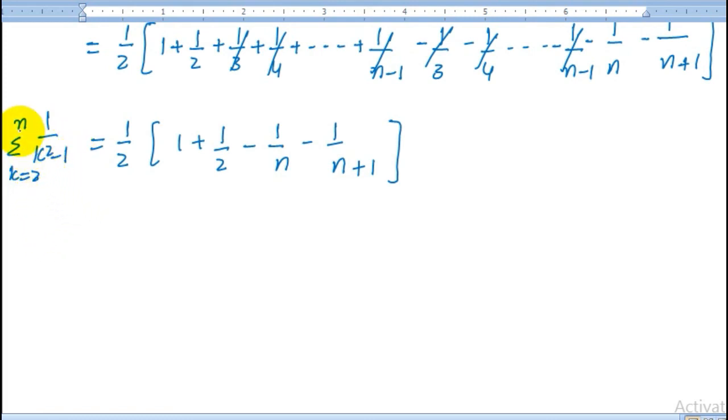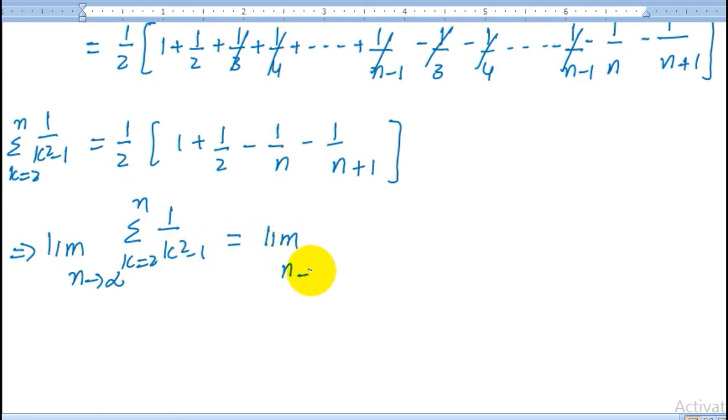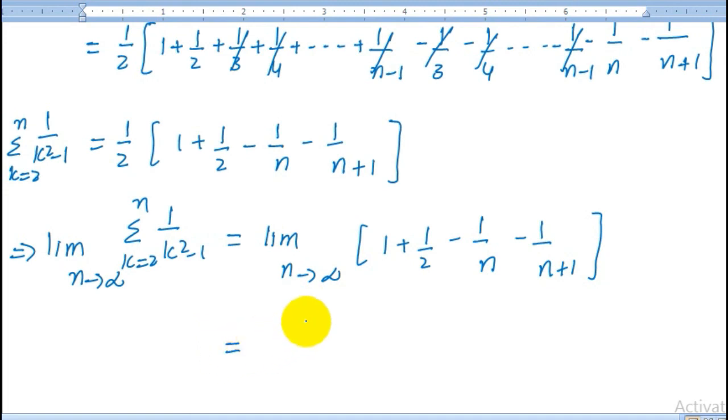Now we take the limit as n approaches infinity, which implies limit n approaches infinity of summation k starting from 2 to n, 1 upon k square minus 1 is equal to limit n approaches infinity of 1 upon 2 times 1 plus 1 upon 2 minus 1 upon n minus 1 upon n plus 1. After applying the limit, we get 1 upon 2 times 1 plus 1 upon 2 minus 0 minus 0. Anything by infinity is equal to 0.